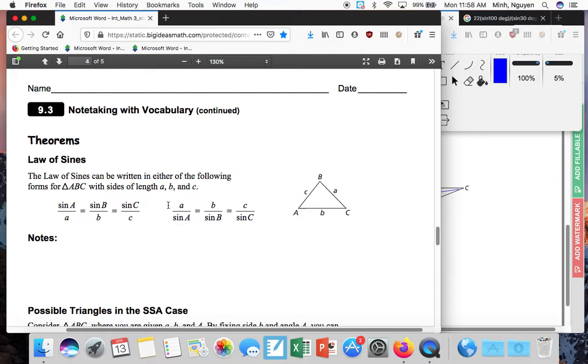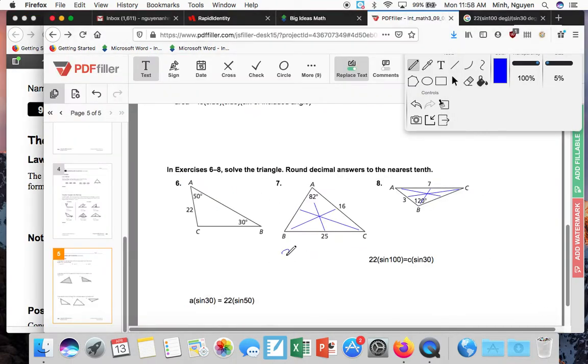using what we just did, sides on top, so we'll do sines on top now. So if I said sine 82 over 25 equals, what do I have? 16. And then sine of, oh, I don't know the angle. So if I don't know it, you could call it x if you want, or you could say it's sine B, right?